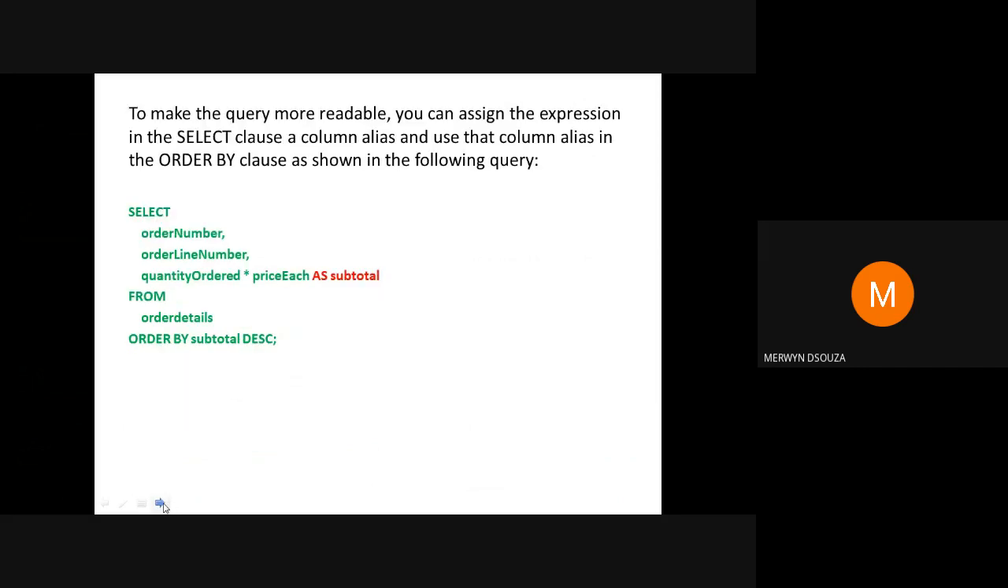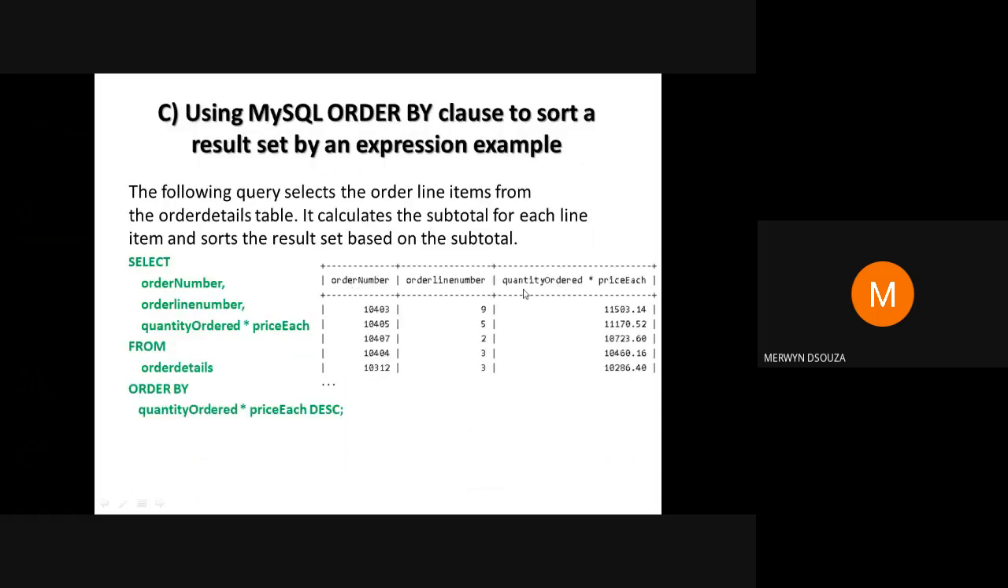So in order to make the query more readable, you could assign the expression in the SELECT clause something known as a column alias. Alias means nothing but another name. You could give another name for that column to make it more readable. You can see the same query has been written with a column alias. See, it was displayed here as quantity ordered into price each.